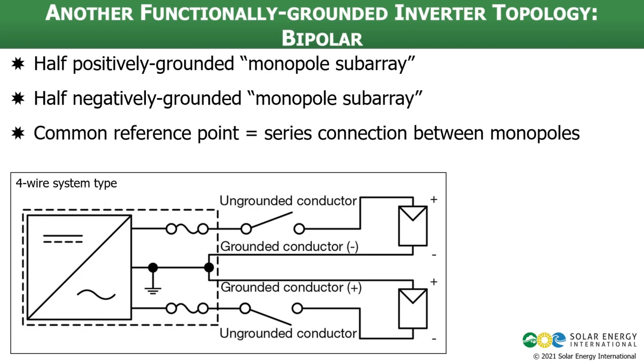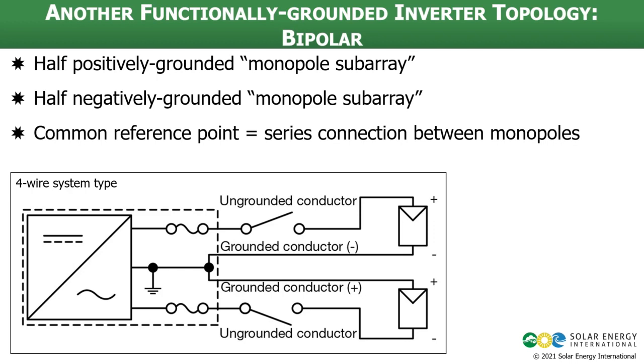That said, I think it's important that you understand that they do exist, and when you come across one, this is kind of what you're looking at. And so this is just a quick little overview of what to look for and how they look in terms of their wiring. So half a positively grounded monopole subarray and half a negatively grounded monopole subarray. This diagram shows it pretty clearly.